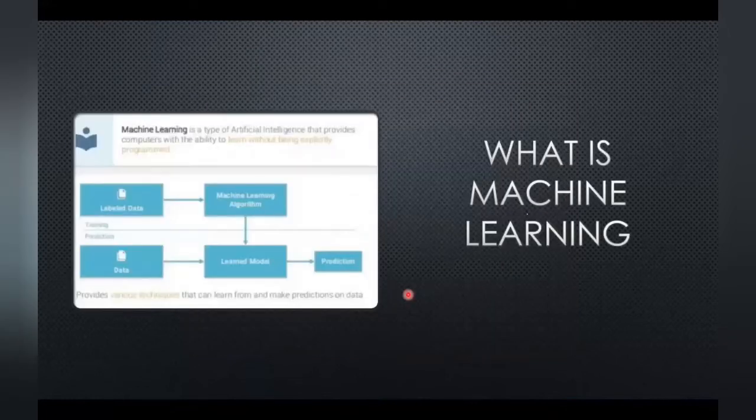So what is machine learning? Machine learning is a type of AI that provides computers with the ability to learn without being explicitly programmed. So you don't require programming. What you do is you take data. Now, what is this data? Whenever I talk about data in histopathology, it's the image which has been clicked from the slide.